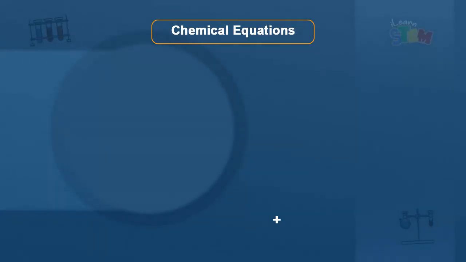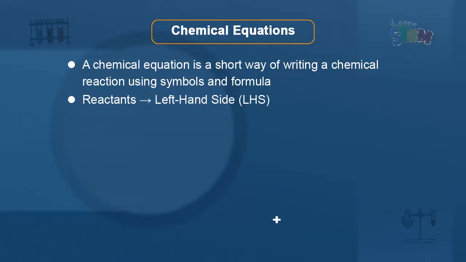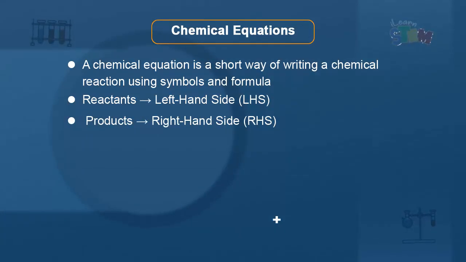Our next objective is chemical equations. A chemical equation is a short way of writing a chemical reaction using symbols and formulas. The substances that react are called reactants and are written on the left-hand side, while the substances formed are called products and are written on the right-hand side.